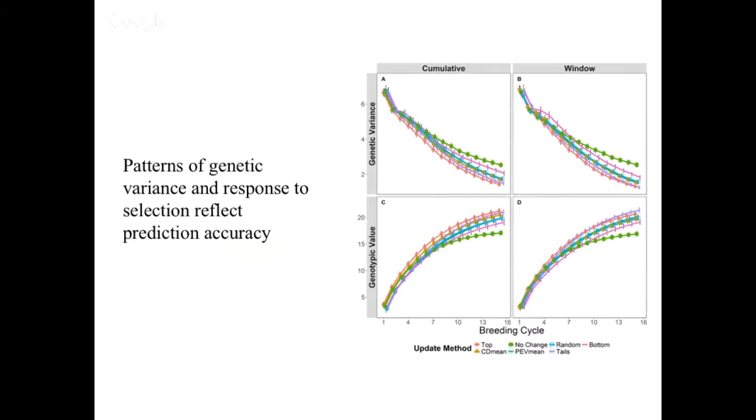But what this shows is that in terms of practical breeding, since we have lower prediction accuracy for methods like the no change method, we have this selection limit where we see this earlier plateau in response to selection and total genotypic value, suggesting that we're not reaching the maximum that we could for breeding for this quantitative trait.